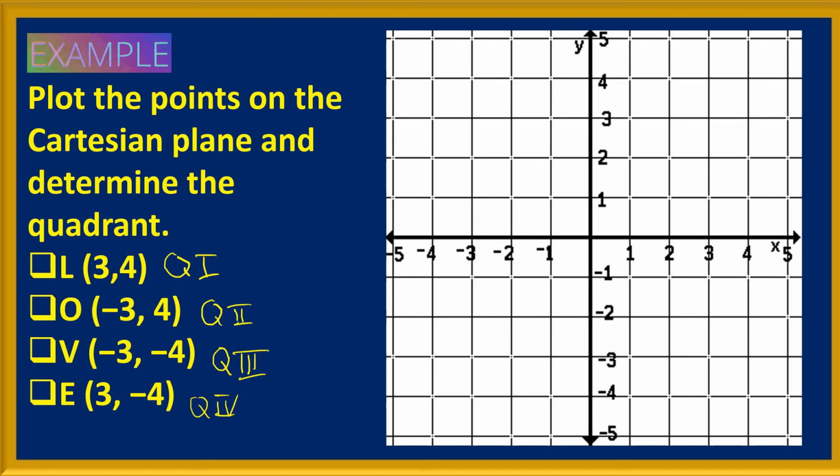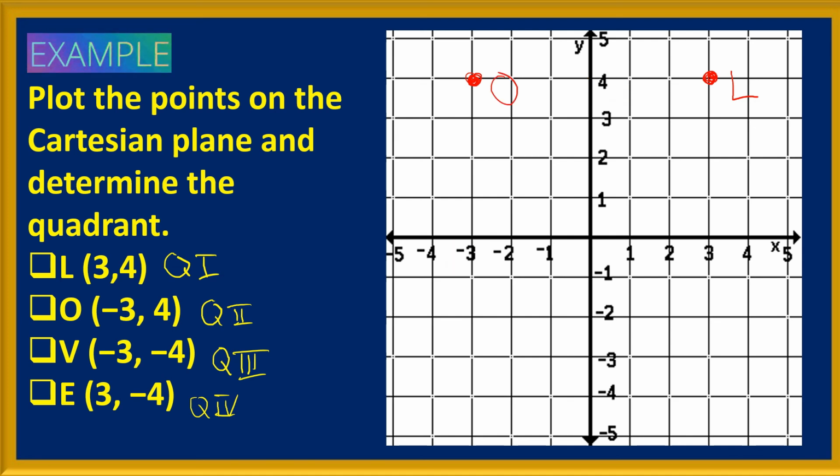Let's start with point L, 3, 4. Point L is 3, 4. Located in quadrant 1. Ito yung 3 natin. Ito yung 4. So, ang kanilang intersection ay nandito. Kaya, ito ngayon si point L. Next. Point O natin is negative 3, positive 4. Negative 3 natin from the x-axis, ito, at ito ang positive 4. So, ang point of intersection nila ay nandito. So, therefore, ito na ngayon si point O.